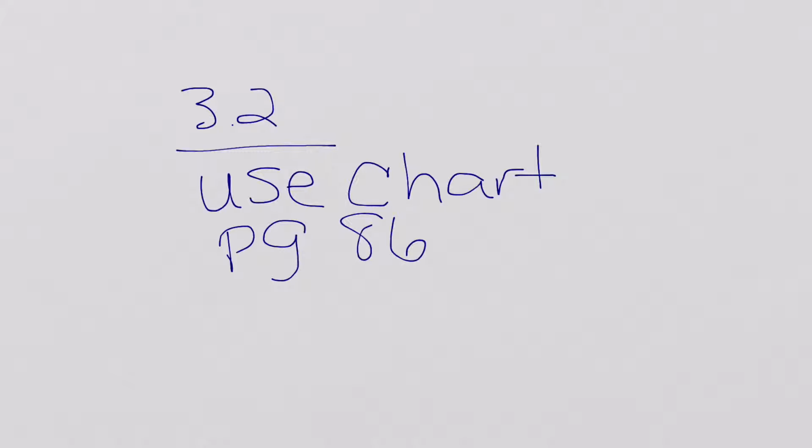The last thing is problem set 3.2. That's going on to page 87. To answer these questions, you need to use the chart on page 86. So, like number 1 is BID. You would just look over here at the chart and it tells you that BID means twice a day. So 1 through 10, you would just look at that chart and write down the meaning.